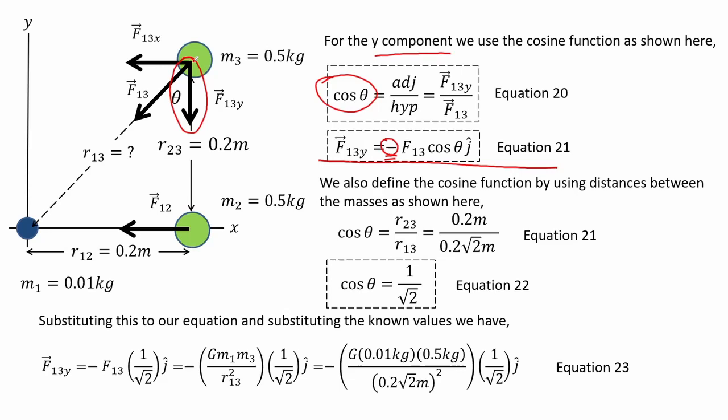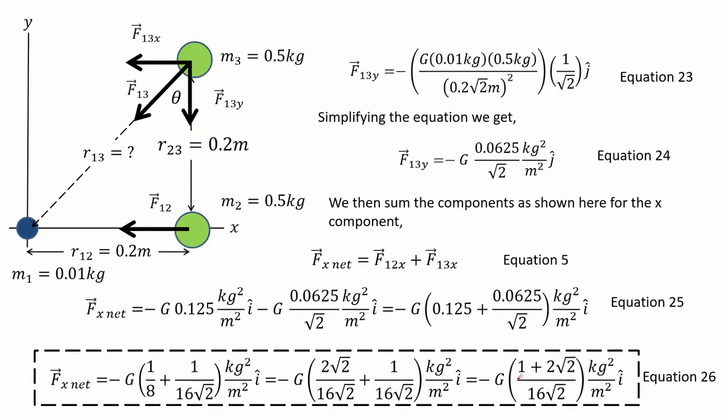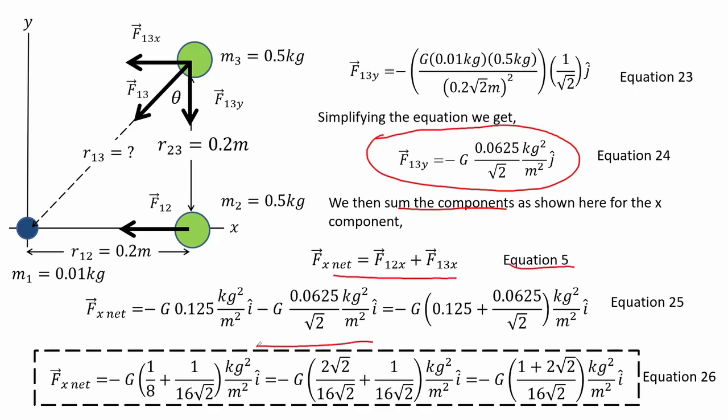We now have an expression for the cosine theta, which is equation 22. We then substitute this into our equation and its known values as shown in equation 23. Further simplifying the equation, we get an expression for the y component as shown in equation 24. We then sum the components as shown here for the x component using equation 5 for the net force. Where further manipulation shown in equation 25, we arrive at an expression for the x component of the net force as shown in equation 26.